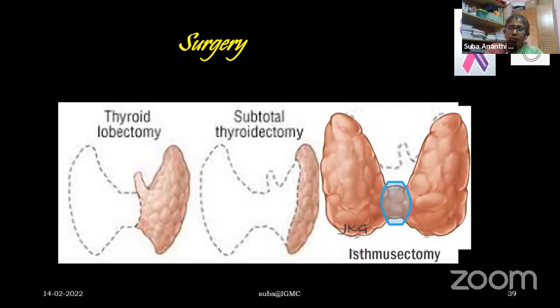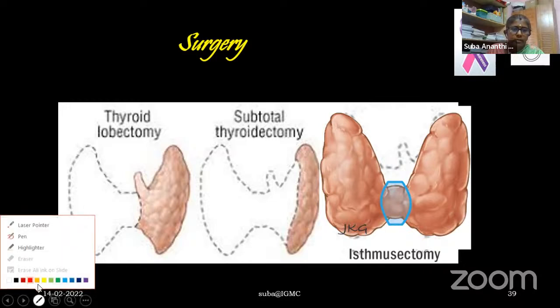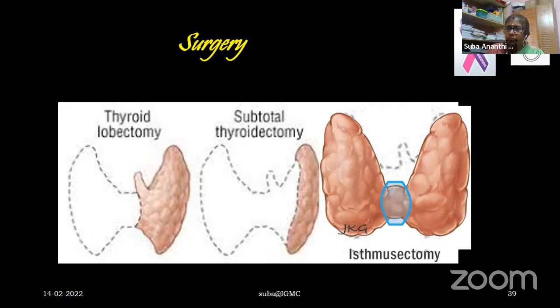Okay. So this is to show the cancer awareness ribbons. Here we have the thyroid carcinoma ribbon. It's tricolor. We have pink, blue, and teal.